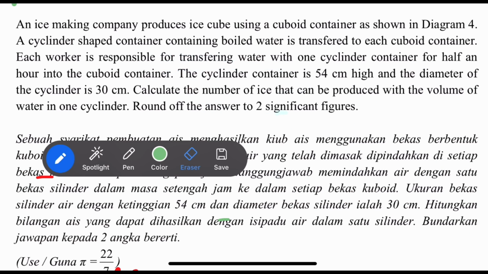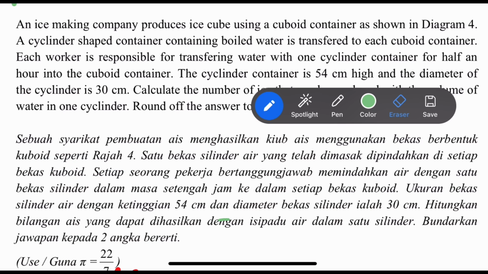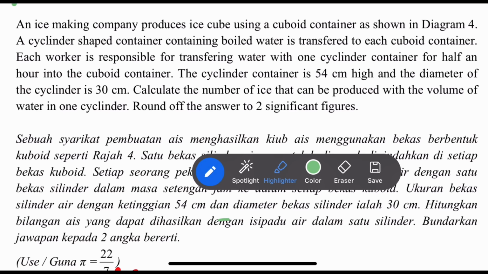So we have another HOTS question. An ice making company produces ice cubes using a cuboid container as shown in diagram 4. A cylinder-shaped container containing boiled water is transferred to each cuboid container. Each worker is responsible for transferring water with one cylinder container for half an hour into the cuboid container. The cylinder container is 54 centimeter high and the diameter of the cylinder is 30 centimeter.